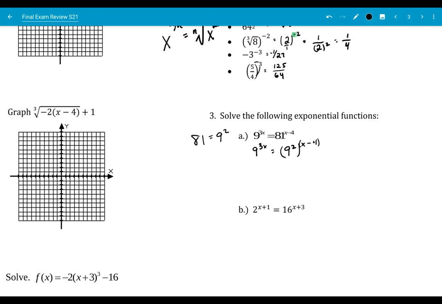So once my bases are the same, I can just solve their exponents. So this becomes 3x is equal to 2 times x minus 4, which is 3x is equal to 2x minus 8. So x is negative 8.